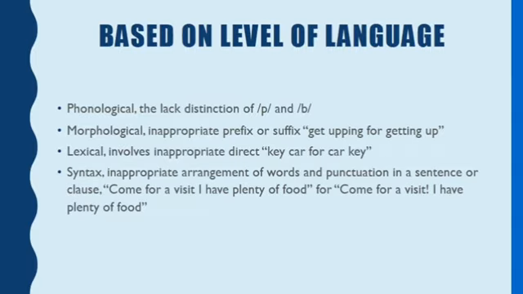Based on level of language, there are 4 categories of errors. The first one is phonological. For example, the lack of distinction of p and b. The second is morphological. For example, inappropriate prefix or suffix like "get upping" for "getting up." The third is lexical. It involves inappropriate word order, such as "key car" for "car key."